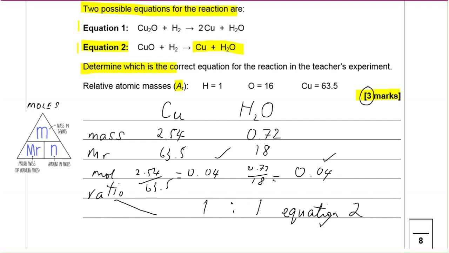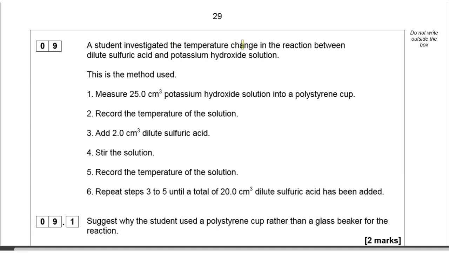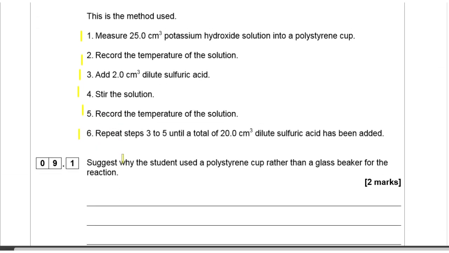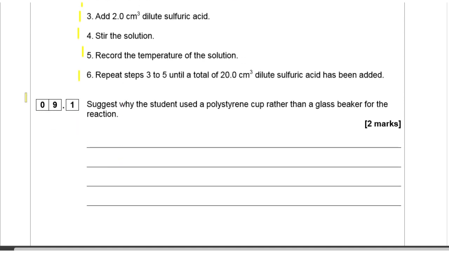Page for the final question, number 9. A student investigated the temperature change in the reaction between dilute sulfuric acid and potassium hydroxide solution. This is the method used. 1. Measure 25 cubic centimetres potassium hydroxide solution into a polystyrene cup. 2. Record the temperature of the solution. 3. Add 2 cubic centimetres dilute sulfuric acid. 4. Stir the solution. 5. Record the temperature of the solution. 6. Repeat steps 3 to 5 until a total of 20 cubic centimetres dilute sulfuric acid has been added.